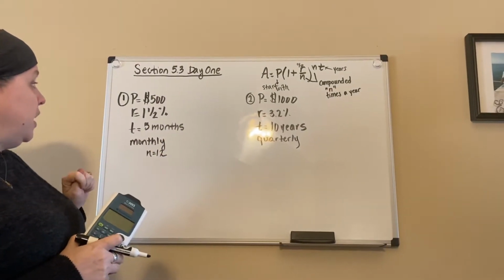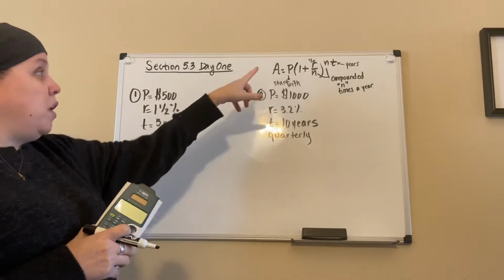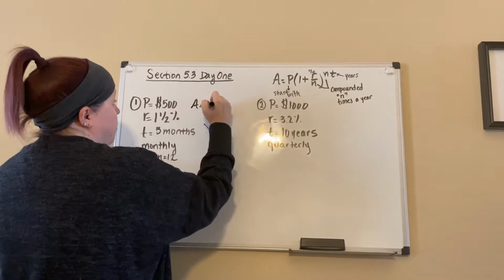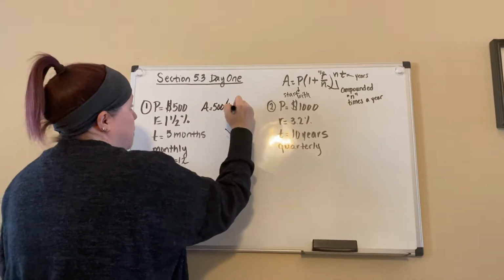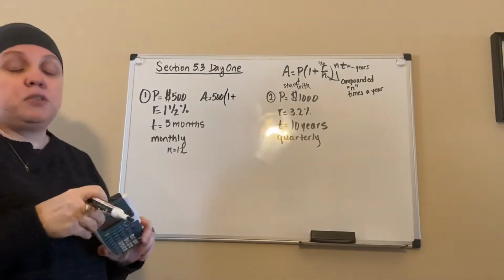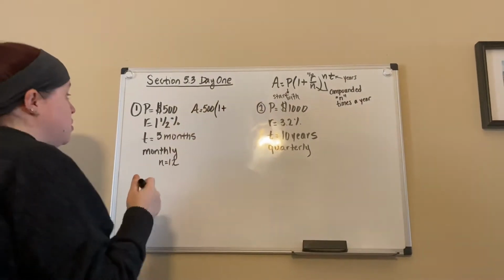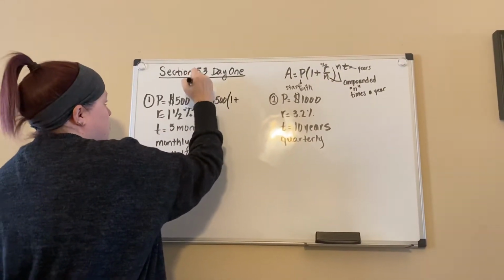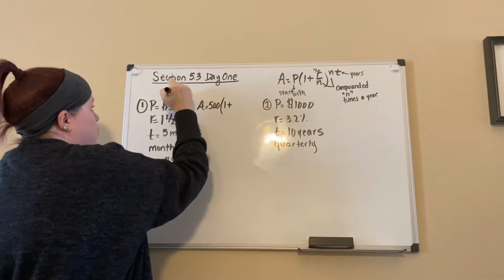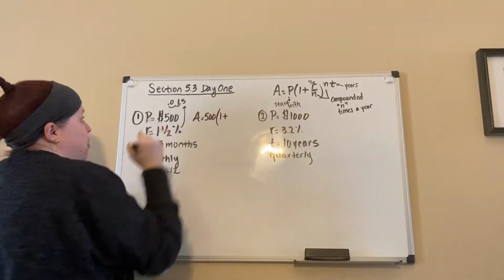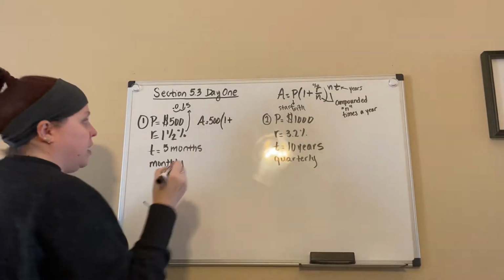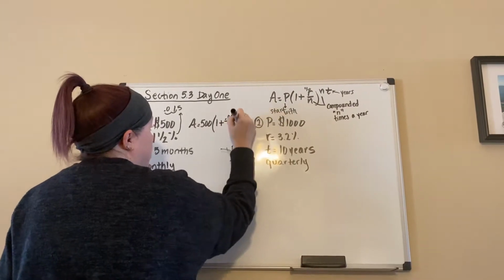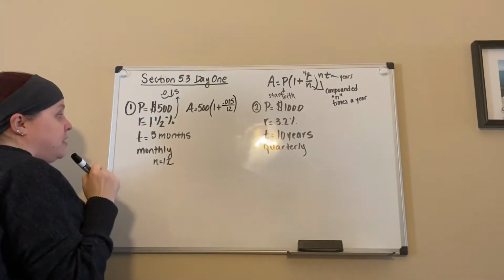So we have the P, the R, the N, and the T value. We're going to plug in all of those things to figure out what the A would be equal to. So let's start out with A equals P, which is 500, parentheses 1 plus. Now with your rates, since they're in percents, we have to change them to decimals. So 1.5 percent, we move the decimal over 2 places. So it's really 0.015. So we'll have 0.015 divided by 12 to the NT.